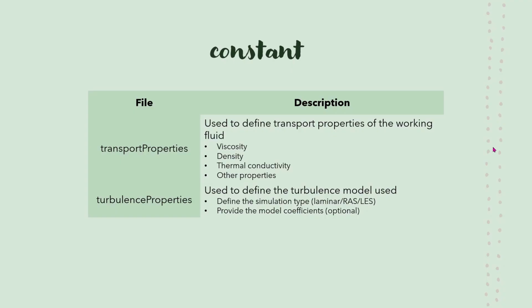The turbulence properties file is useful to define the turbulence model that you are using. We particularly define the simulation type with laminar, Reynolds averaging, or the LES, large eddy simulations. And we provide the model coefficients if applicable. If not, then the default is taken right there.